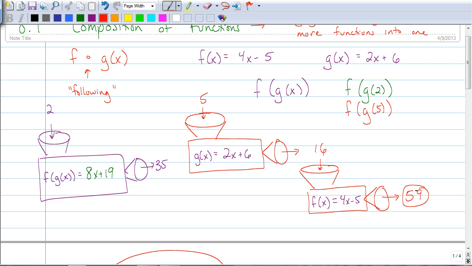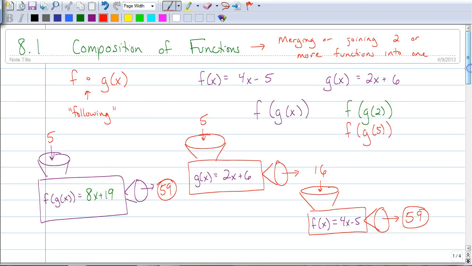Now I could do that. That's what I did yesterday. Or now that I know that the composition of these two functions yields 8x plus 19, I could put 5 inside of here, and I should get 59 as my answer. And it's going to be a lot easier, because watch what happens. 8 times 5 is 40. 40 plus 19 is 59. That was a lot faster and a lot easier. That is the purpose of a composition of functions. We're taking two functions and merging them together into one.